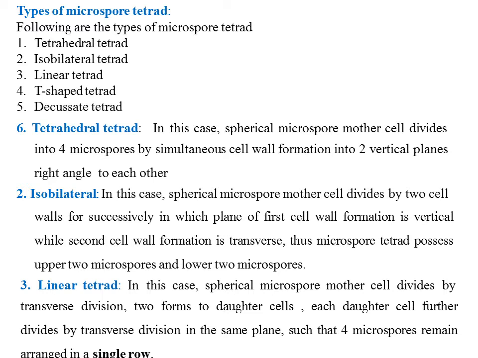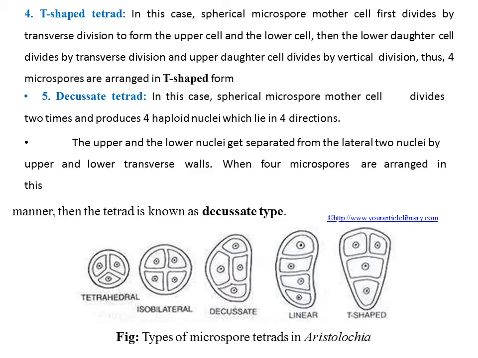Next, linear tetrad. In this case, the spherical microspore mother cell divides by transverse division to form two daughter cells. Each daughter cell further divides by transverse division in the same plane such that four microspores remain arranged in a single row. Now, next, T-shaped tetrad. In this case, the spherical microspore mother cell first divides by transverse division to form an upper cell and a lower cell. Then the lower daughter cell divides by transverse division and the upper daughter cell divides by vertical division. Thus, four microspores are arranged in a T-shaped form.